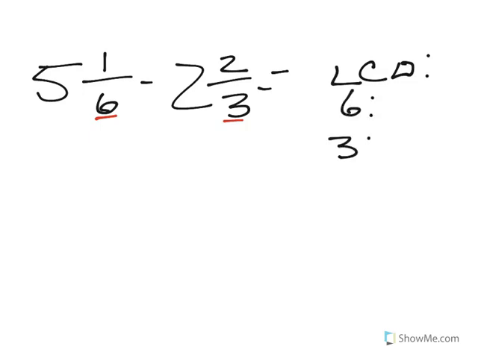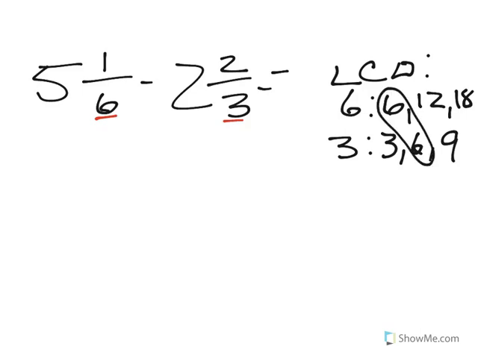We've got 6, we've got 3. We're going to do the first 3 multiples of each, which is 6, 12, and 18. First 3 multiples of 3 are 3, 6, and 9. Our common denominator is going to be 6.